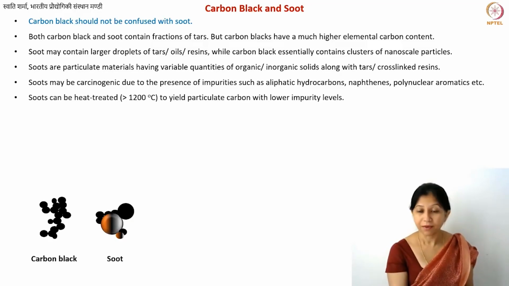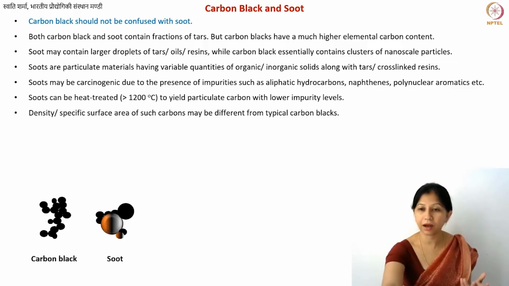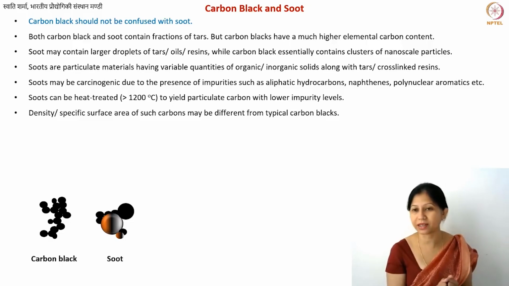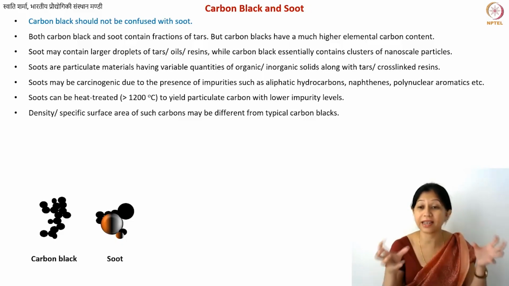So yeah, as I said, you can heat treat your soot and potentially get something which has a high carbon content, but it may still not be carbon black, because the density of those particles can be different. The size of those particles can be different. Carbon black, when you have these bunches of nanoparticles, what does that mean? That means that first you're getting these nanoscale particles, then they are fusing together. So this is a bottom-up process.